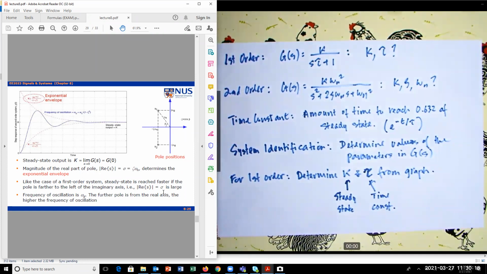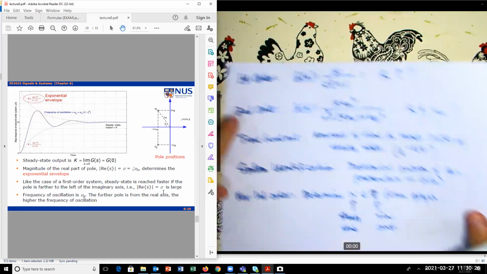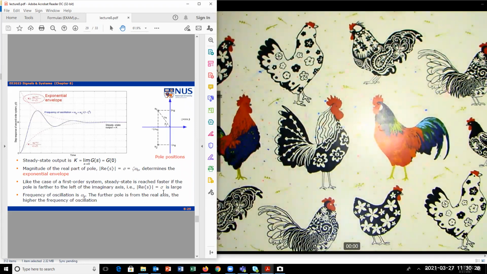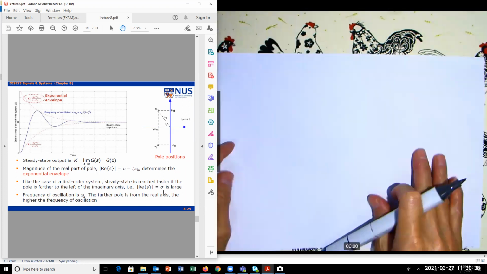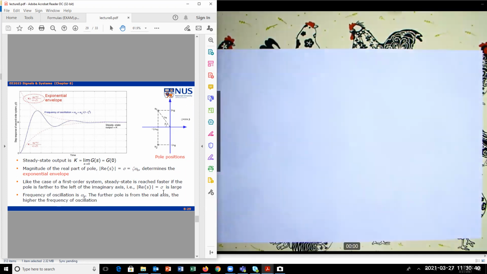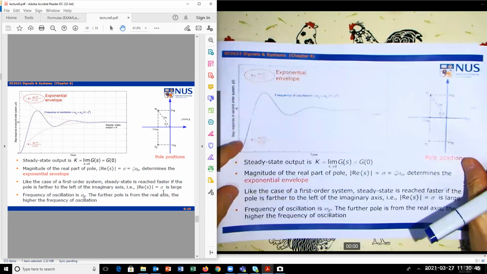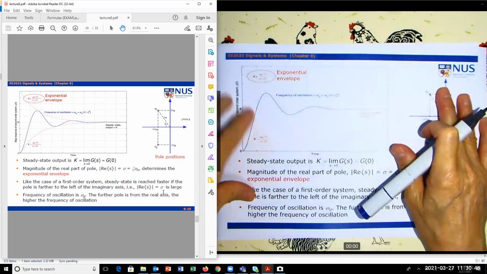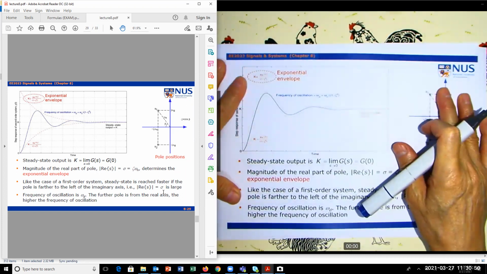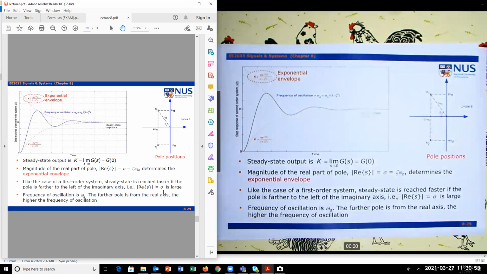Now for second order, it's a little bit more complicated, and we have to look at the equation. So this is first order. For second order, I'm going to take this graph here to show you. All right, this is the graph.